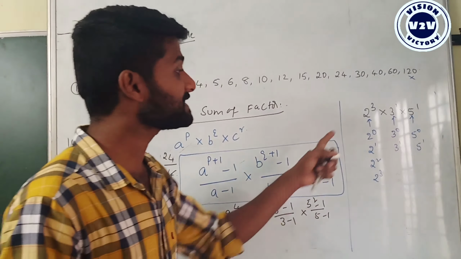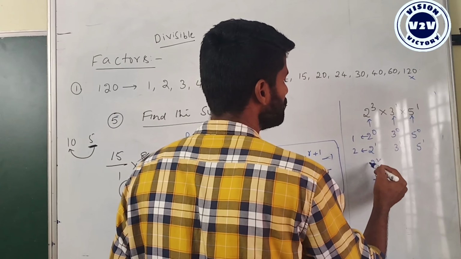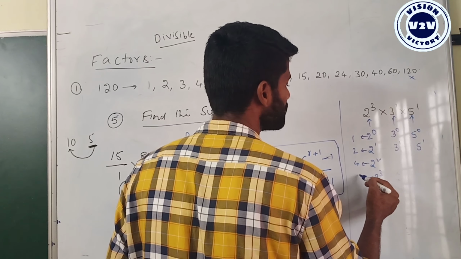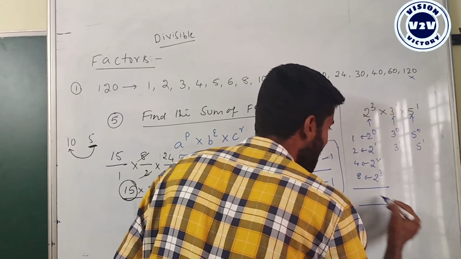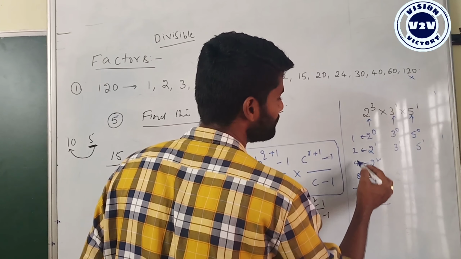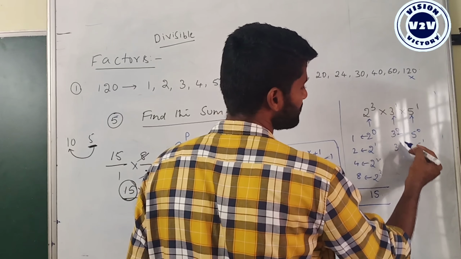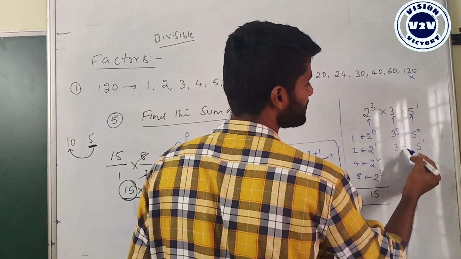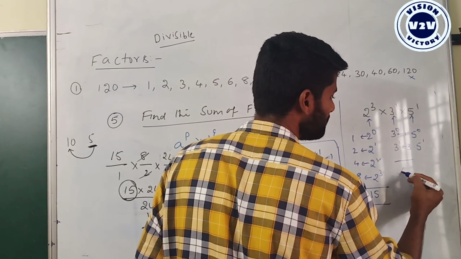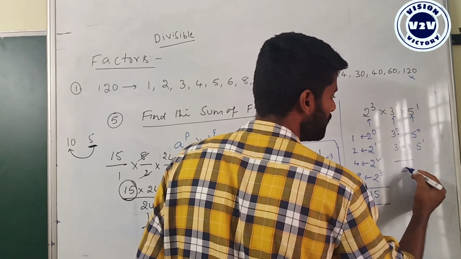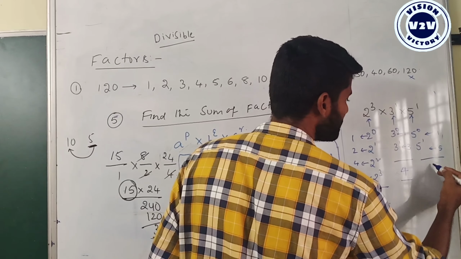We know that sum means we need to add all the factors. So 2 power 0 is equal to 1, 2 power 1 is 2, 2 square value is 4 and 2 cube value is 8. If you add all these numbers, the result becomes 15. Same thing, we need to add these factors: 3 power 0 is 1, 3 power 1 is 3, the total value becomes 4. And for 5 power 0 it is 1, 5 power 1 is 5, the sum of these numbers becomes 6.